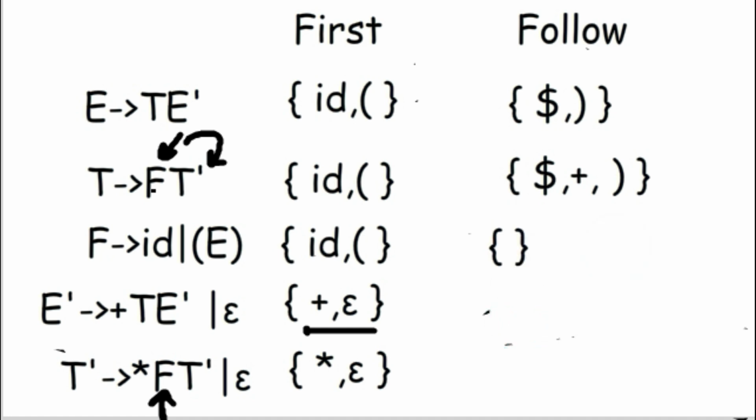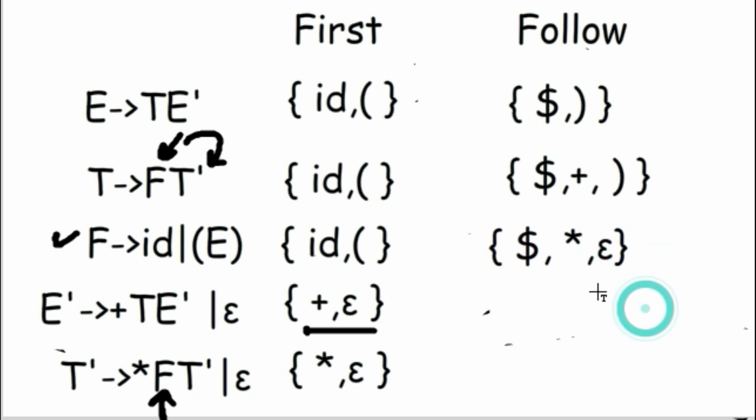Now in this case, we see that F is here, and F is here. For this F, we can write dollar because start symbol has a follow of dollar, so dollar is done. So this F is done. Now for this F, we have to go to T dash, and we have to find the first of the next symbol, which is first of T dash. Now what is first of T dash? This is T dash, and this is first of T dash, which is star and epsilon. So we have to write the first of T dash, which is star and epsilon.